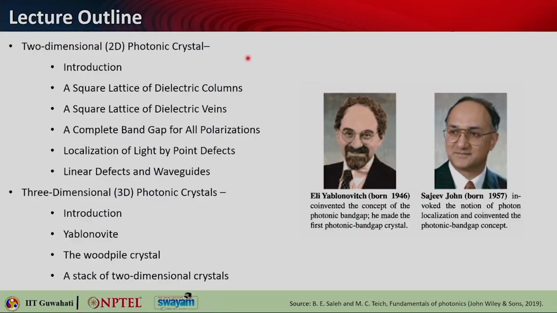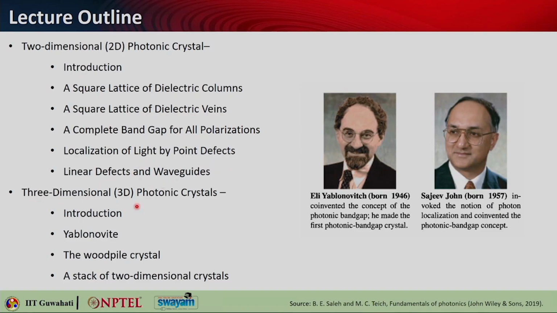So today we will first look into 2D photonic crystals. We will introduce these amazing engineering wonders. Then we will discuss a square lattice of dielectric columns as an example of a 2D photonic crystal. We will also discuss a square lattice of dielectric veins, a complete band gap for all polarizations, and how we are able to generate those. We will look into localization of light by point defects, linear defects and waveguiding.